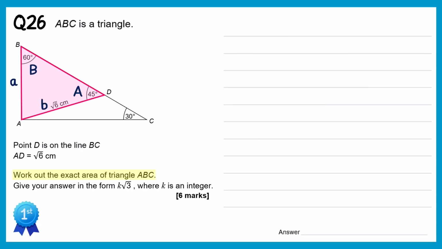We can now use the sine rule here to work out the length of AB, which we've labelled as lowercase a. So the sine rule looks like this, where we have a, which we've just called a, over sine of capital A, and we've got capital A as 45, equals b, which is square root 6, over sine of capital B, which we've got as 60, so sine of 60. Sine 45 and sine 60 are some exact trig values you need to know.